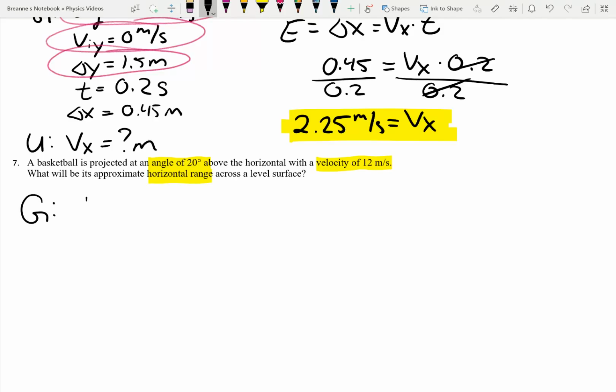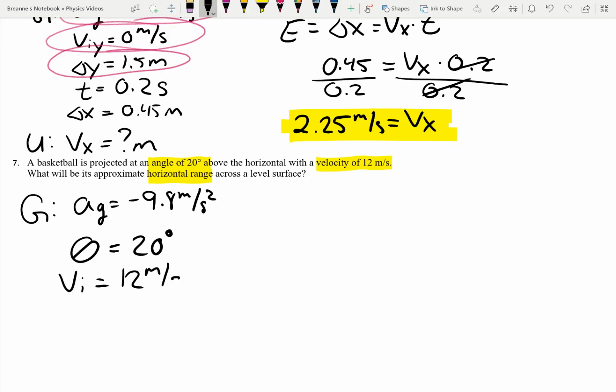So we know that acceleration due to gravity is always negative 9.8 meters per second squared. We have an angle of 20 degrees, and we have a velocity. It doesn't say in which direction, so we know that is our initial velocity of 12 meters per second, and our unknown is our horizontal range, and that's going to be in meters.